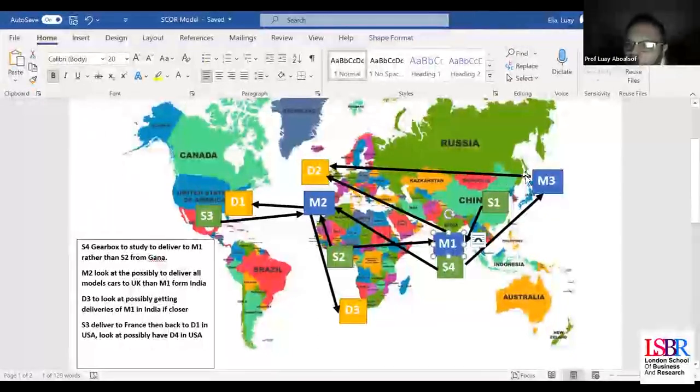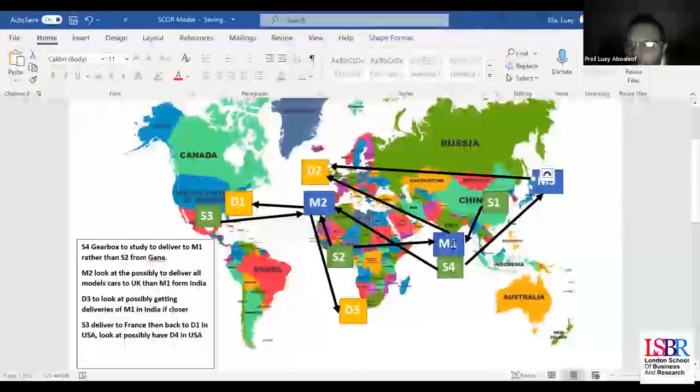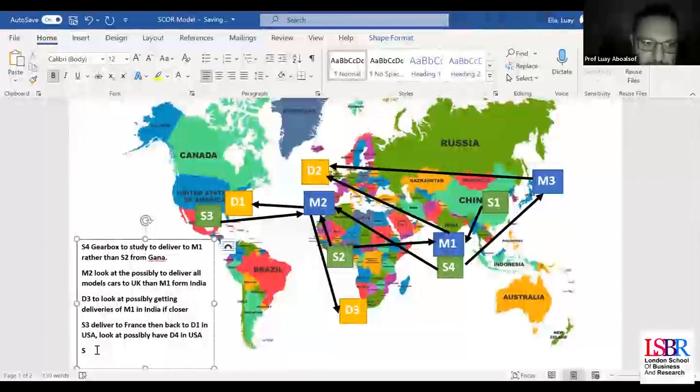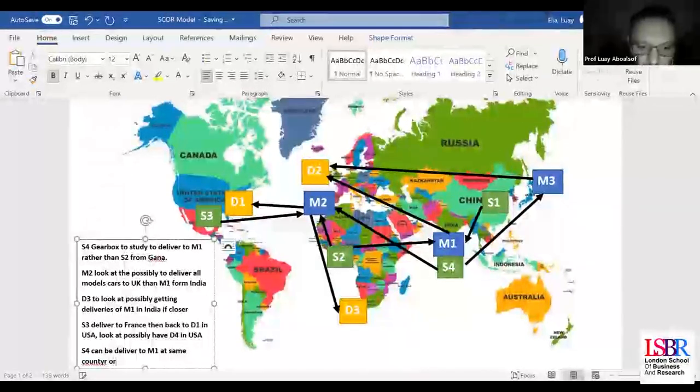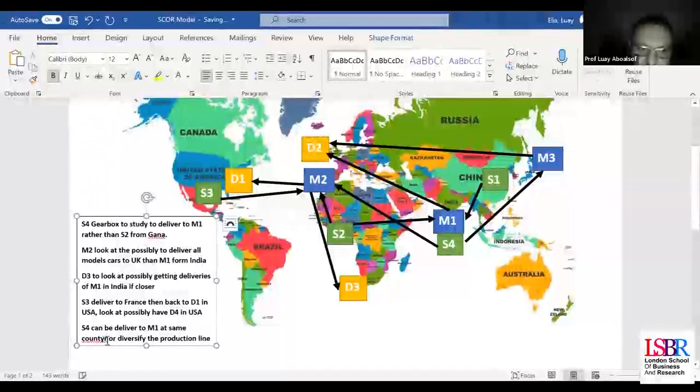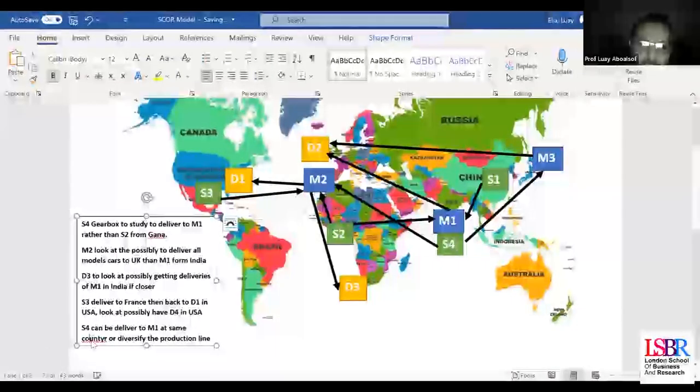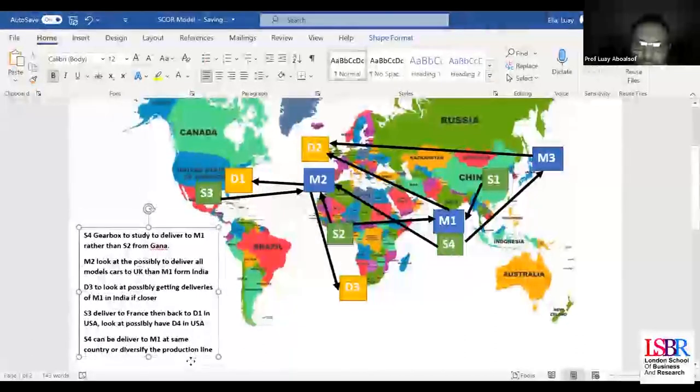And then funnily enough, you look at Japan, from Japan going all the way to the UK. We said about India is too far. What about Japan then? That's even further. So there is no link between France and the UK where the car is coming from Japan and France. So another opportunity to look at S4 can be delivered to M1 in the same country or diversify the production line. So that means I can cover what they want rather than travel all the way, million miles away.